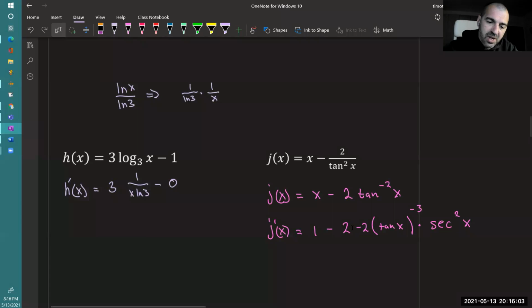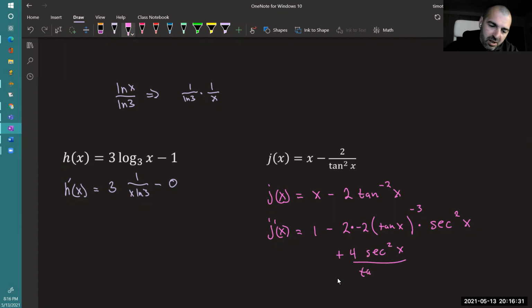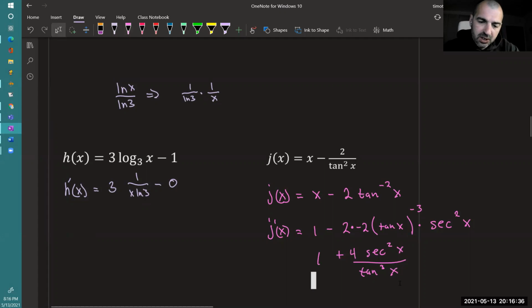Now I've made a slight error here. Notice I've put this minus sign here without, notice these should have been multiplied together. This negative 2, I put it out here. So I would probably want to put a little dot in there, or be a little bit more clear and change this negative 2 to a positive 4 or something like that. Then I can maybe clean this up: secant squared x over tan to the third x, and this is 1 out there.